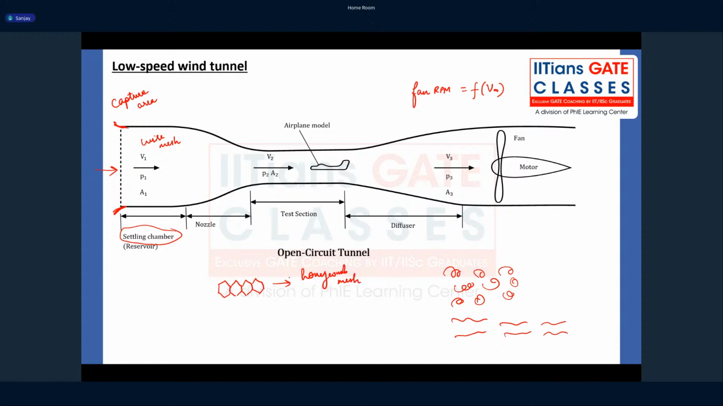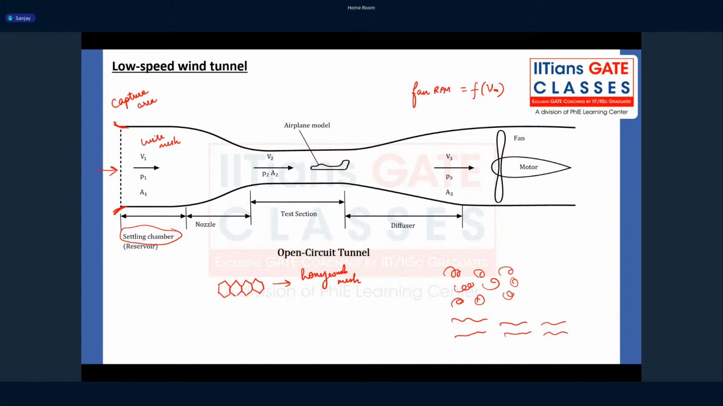So what does this honeycomb mesh do? When the air passes through this honeycomb mesh, because it has a lot of edges and vertices, it is going to cut down these eddies, or remove these rotational effects from that turbulent air. Once it passes through the hexagonal or honeycomb mesh, it is going to be almost straight to the axis. It is going to be aligned to the axis of the tunnel.